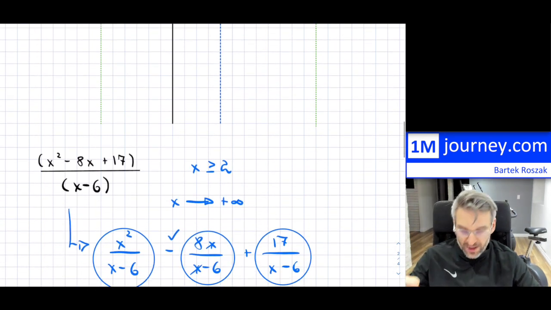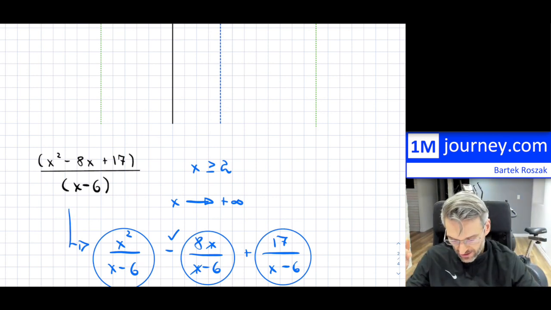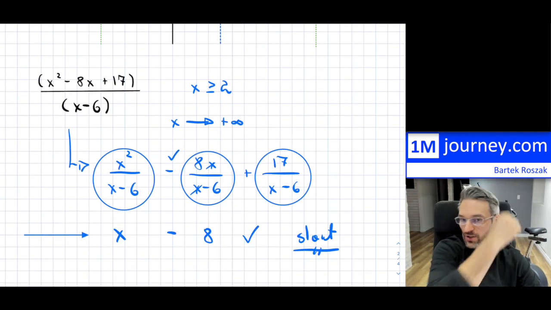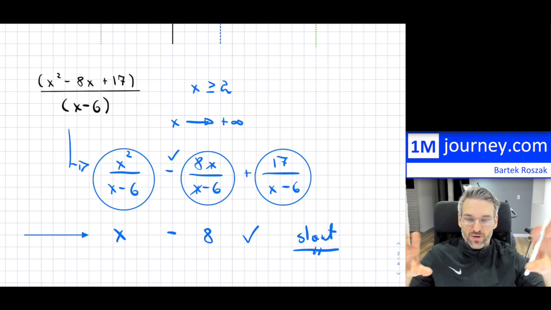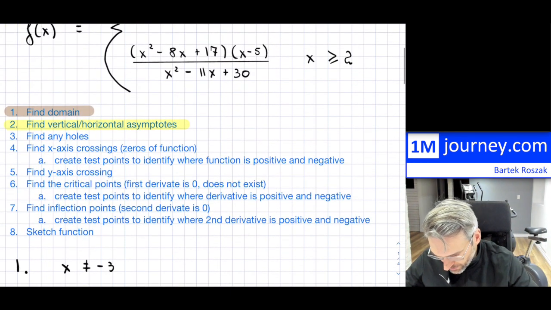So we do have vertical asymptotes. We don't have horizontal asymptotes, but we seem to have a slant. And this is a nice way of trying to see what happens to our function on the extremes, positive and negative infinities. Okay, so that's number 2.